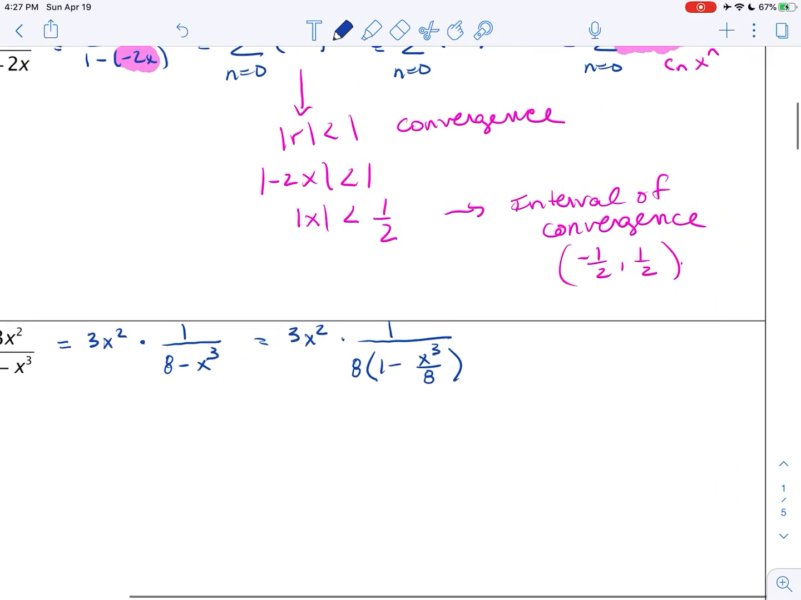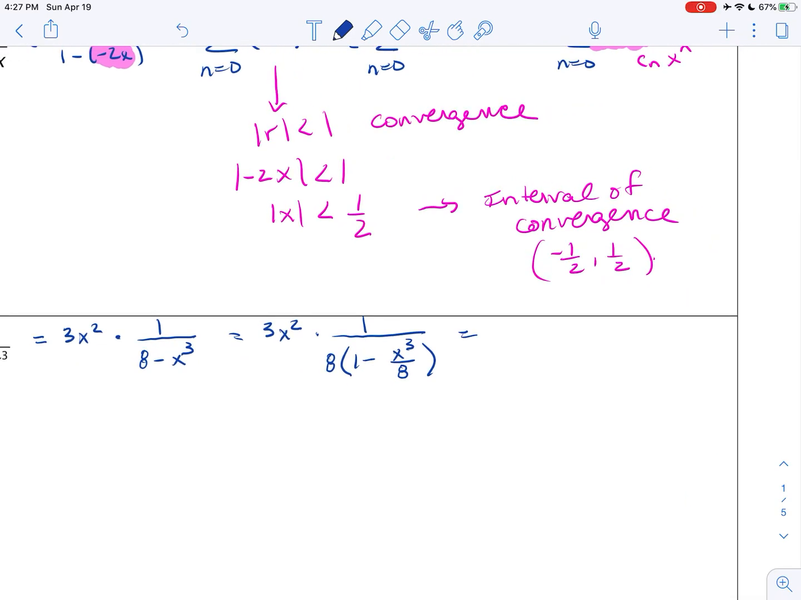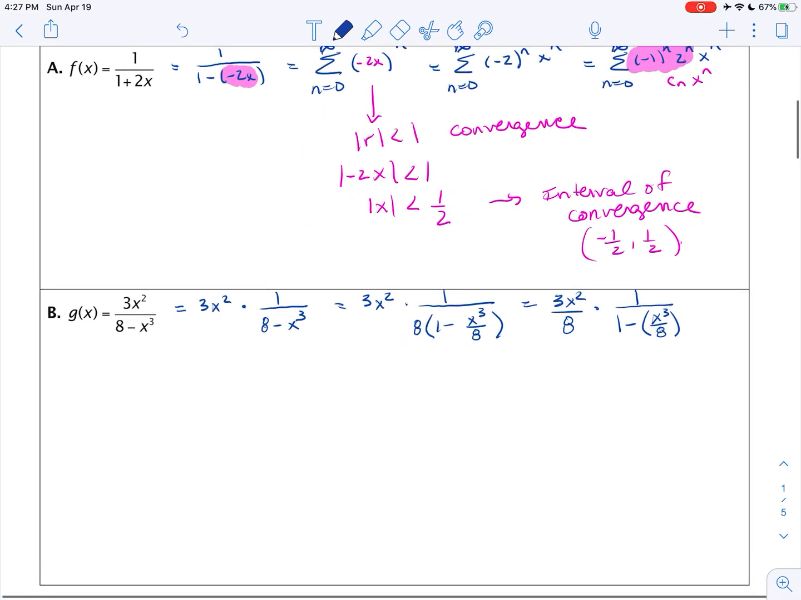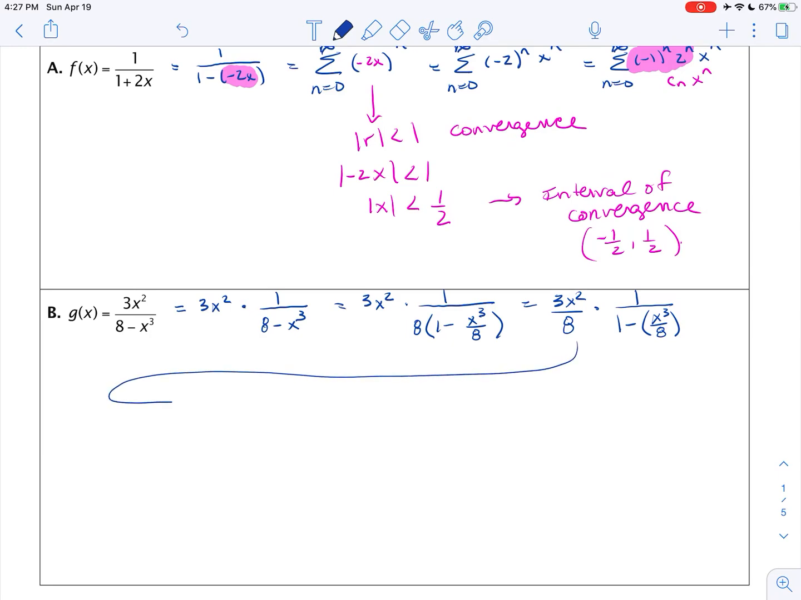That's certainly true. And I can even go one step further to make it clear that this is 3x squared over 8 times 1 over 1 minus, and put my x cubed over 8 in parentheses. So far so good. Now that I have a 1 over 1 minus an x expression, I can use that x to the n infinite summation.